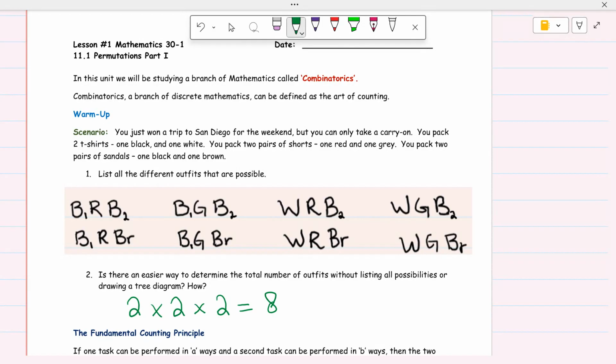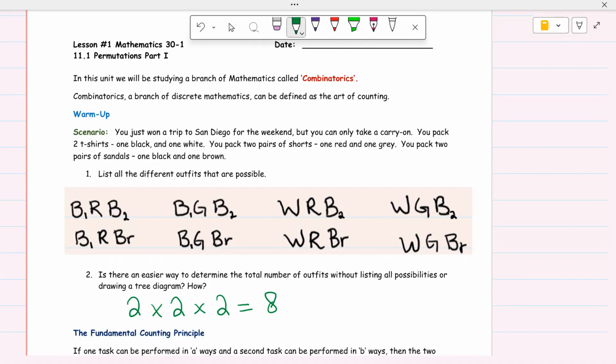So if I did add a shirt to our options, a pair of sandals to our options, and a pair of shorts to our options, guess what 3 numbers we would times by? It would be 3 times 3 times 3. So it would go from 8 outfits all the way up to 27 outfits. Do you see how this could get exponentially larger and larger? So think about how many outfits you have in your closet.